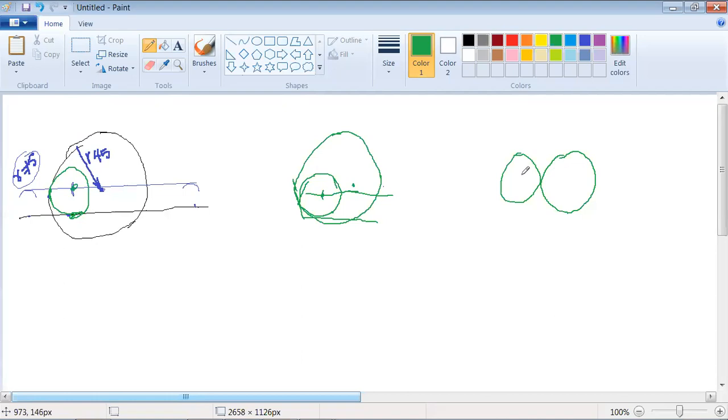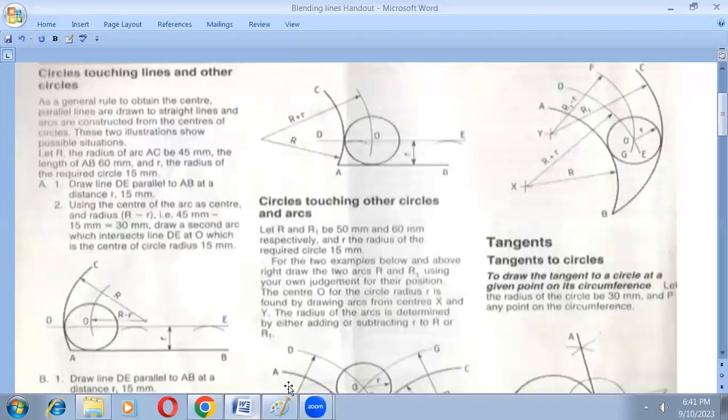This example is circle outside, circle outside. When the circles are inside, you subtract: the big radius minus the radius you want, right? When the circle is outside with a line or anything, you add the big radius that you have plus the small radius you want to draw. That is the formula when the circle is going to be tangent outside to the other one. Let's look at this in the drawing, and then we come back to the sketch.